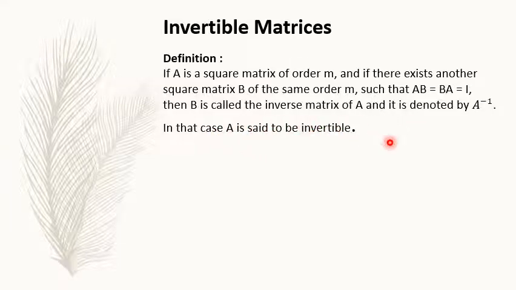That is, a square matrix A is given. Suppose there exists another square matrix B such that both the products AB and BA give the identity matrix. Then we can say that B is the inverse of A and we can write B equal to A inverse. Then A is said to be an invertible matrix.